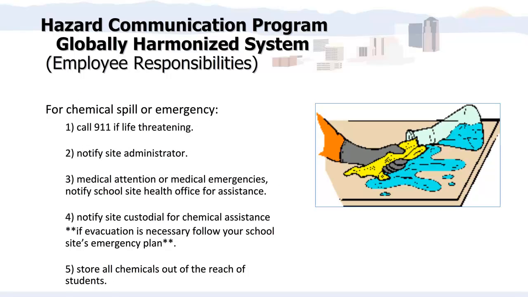Other employee responsibilities include the management of the students if a chemical spill or emergency were to occur, calling 911 if the situation is life-threatening. You must also notify your site administrator and notify your school's site health office person. Have site administration notify your site custodial department for assistance. Making sure to always store all chemicals out of the reach of students.